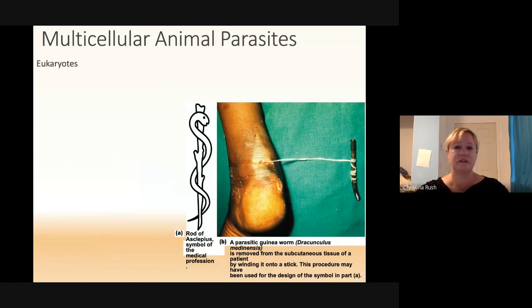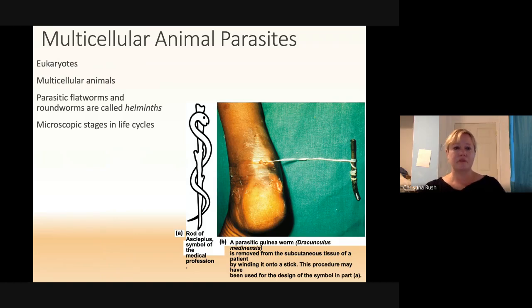So these multicellular animal parasites that we talk about, they are eukaryotes. They're multicellular animals. These can include the parasitic flatworms and roundworms. Those are called helminths. So anytime you see the word helminths, that means worm. The reason they are included in microbiology is because they have a microscopic stage in their life cycle. That's usually the egg stage. It's very small.